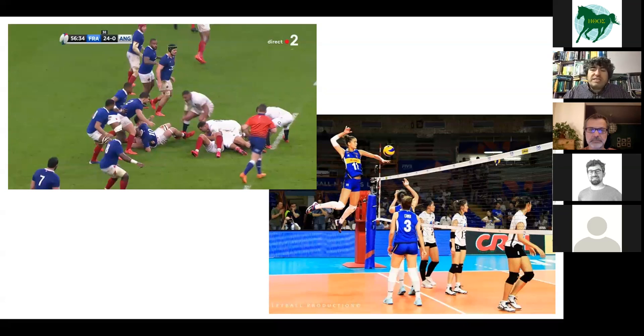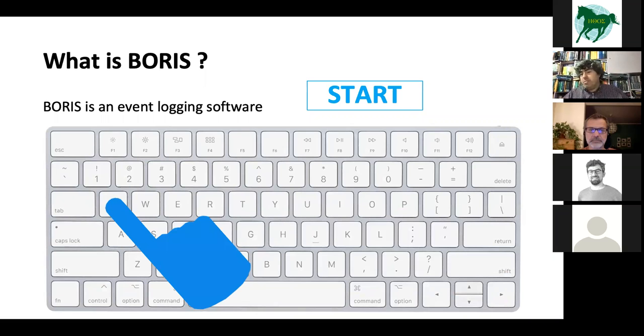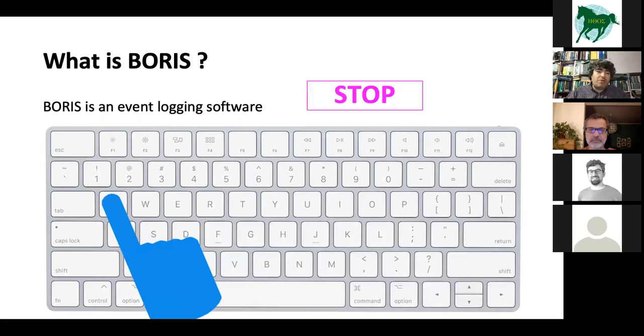So what does BORIS do, for those who are not really confident with what an event logging software is? BORIS records when you press a key on your keyboard, and that's the start of a particular behavior, and then when you press it again, it's the stop of that particular behavior. Of course, there is some variation on this, but this is the basic idea.